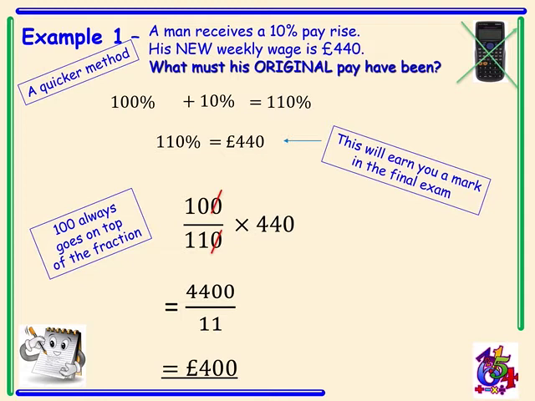If you've been asked to do a question like this without a calculator, you will always be able to cancel your fraction down nicely. And here this cancels down nicely to 10 over 11, and we were able to do our division.